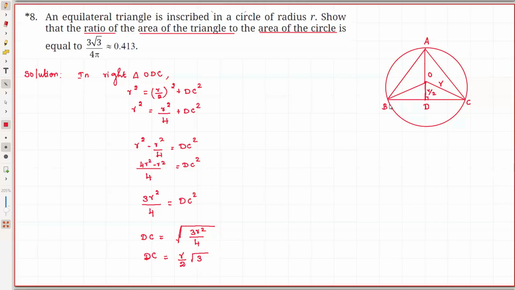Now we have to find BC. BC length we have to find out. Therefore BC is equal to 2 times the DC.